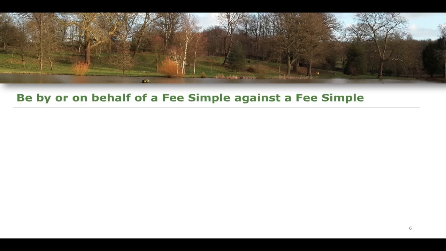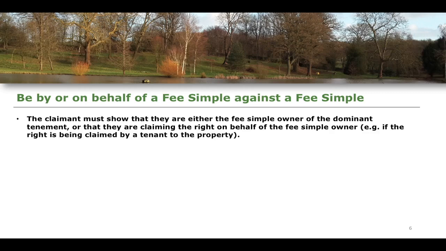Finally, the final requirement for getting an easement through prescription is that you have to be by or on behalf of a fee simple owner against another fee simple owner. The claimants must show that they are either the fee simple owner of the dominant tenement, or that they are claiming the right on behalf of the fee simple owner of that dominant tenement. So, for example, if it is being claimed by the tenant of the property or something like that.